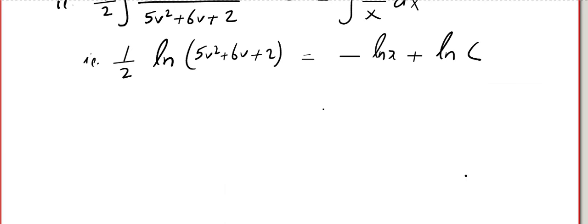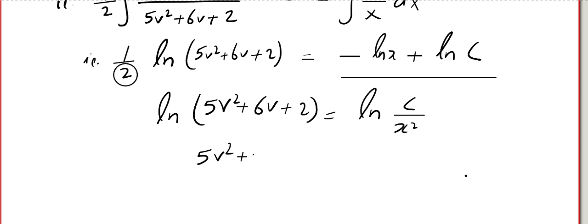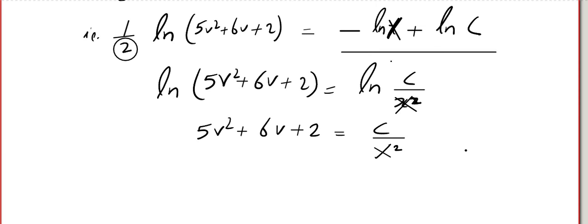So now the usual process, this is going to be log c by x, and this 2 will go to the other side. So ln of 5v square plus 6v plus 2 is equal to ln of c by x square. You know the logic. So basically we get 5v square plus 6v plus 2 is equal to c by capital X square. So I made a mistake, and that mistake is I accidentally used small x. Never do that. Small x and capital X are different.